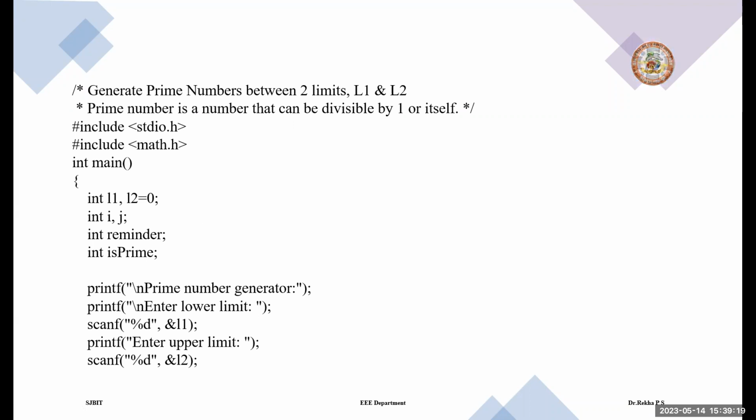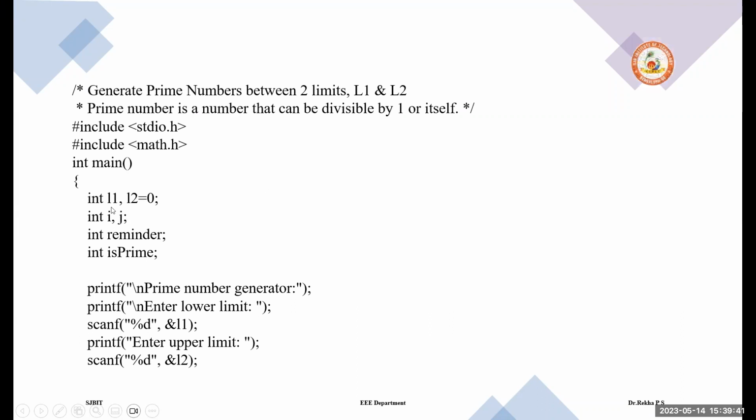Next, we will go to another program, that is generating prime numbers between two limits. So this is what the program tells. A prime number is a number that, as you already know, is divisible only by itself and by one. That's called a prime number. How do you do that?